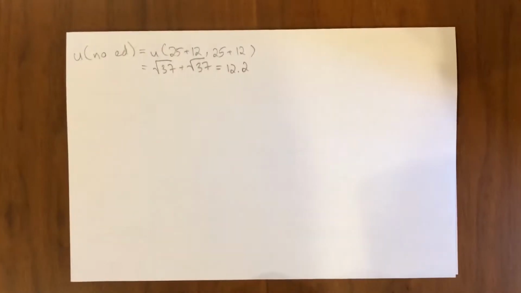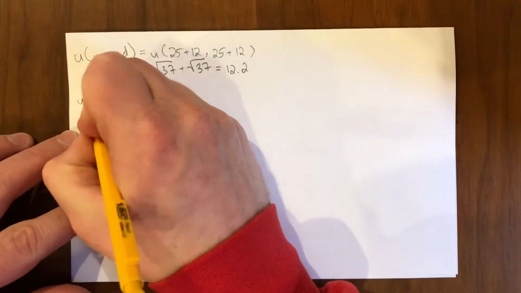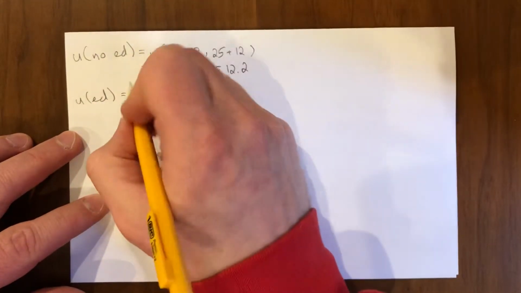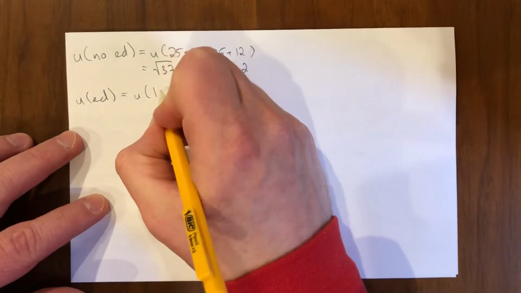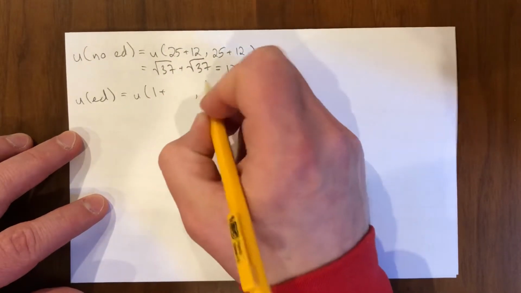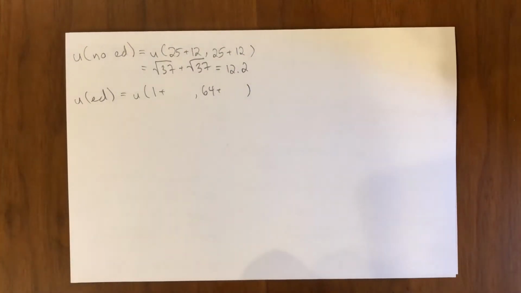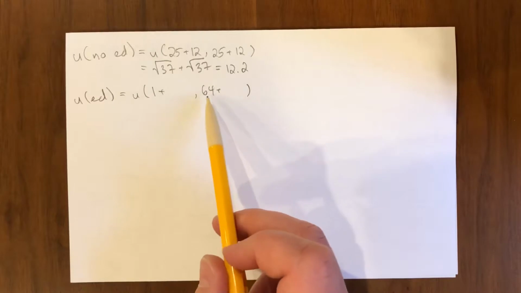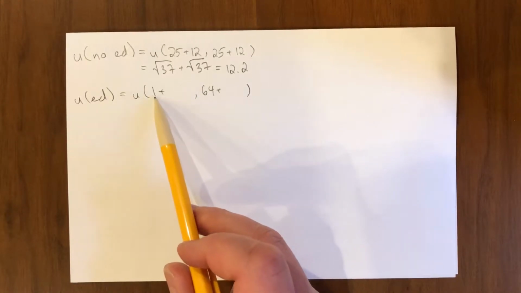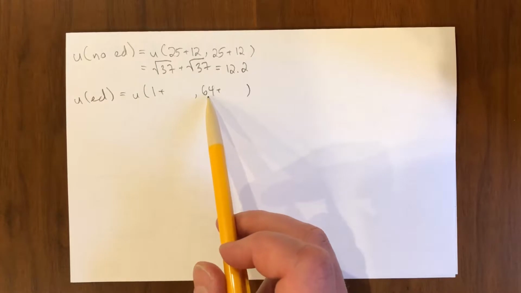Okay, so if the person does not get an education, they'll wind up with a utility of 12.2. The utility of someone who gets education, on the other hand, is going to be the utility of consuming 1 plus something and consuming 64 plus something. Well, here, this person is not going to be able to consume the same amount in each period, right? They just don't have enough resources for that. They don't have an inheritance that would be able to bring 1 all the way up to match 64.